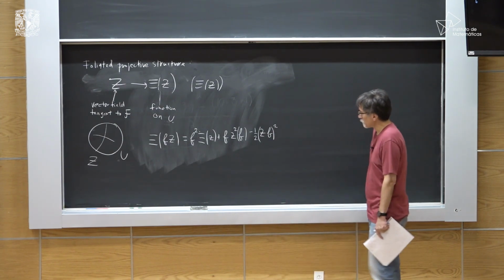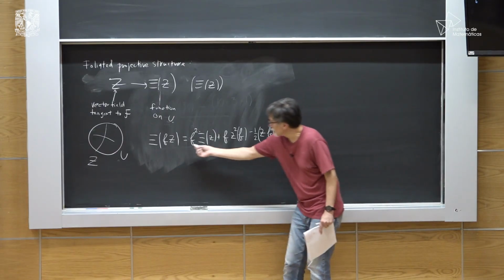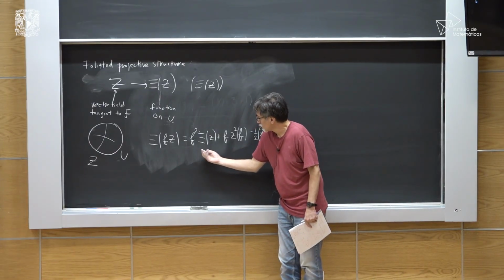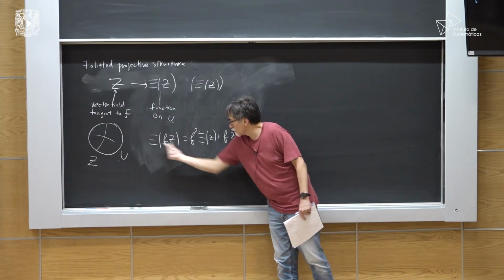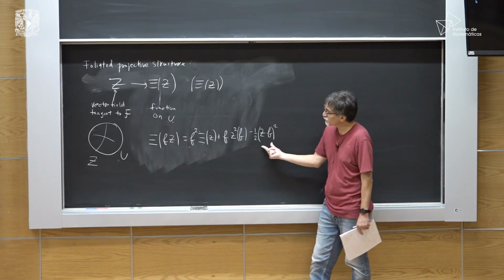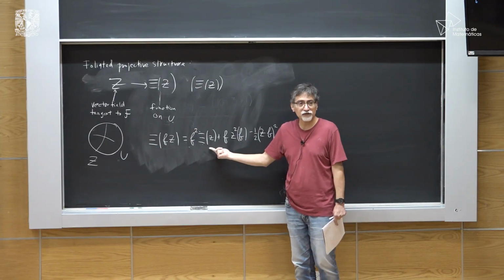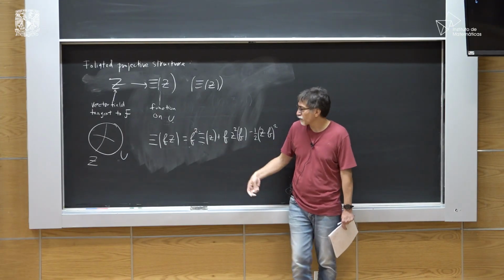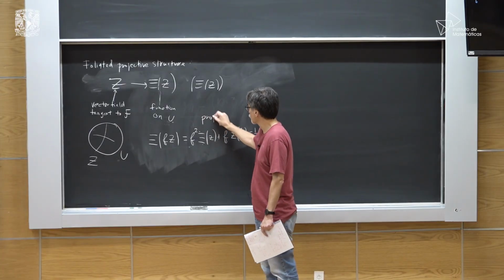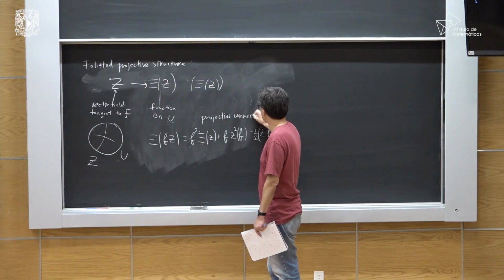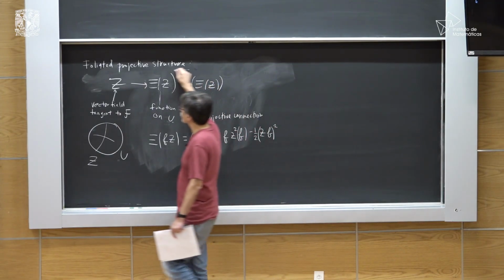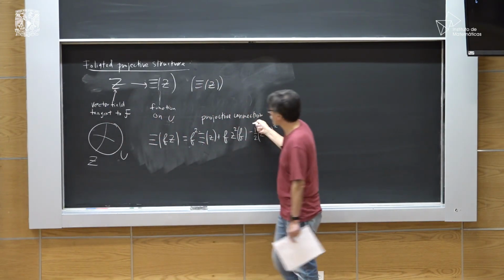Okay, so it satisfies this. So you extract it with a square, and then you add some terms. This is some sort of modified Leibniz rule, and this is a projective connection. So a foliated projective structure can be given by a foliated projective connection.